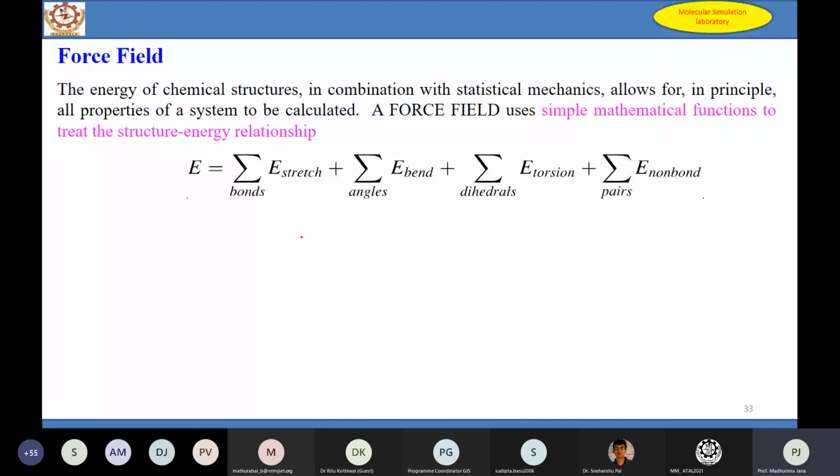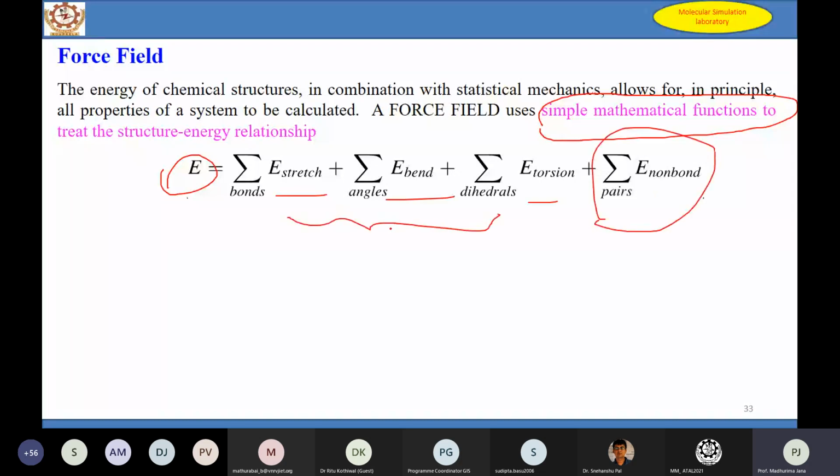This is the energy of a chemical structure, in combination with statistical mechanics. A force field is nothing but a simple mathematical function to treat the energy-structure relationship. Here you can see the total energy of the system can be described by intermolecular and intramolecular interactions. Intramolecular interactions involve energy of stretch, bend, and torsion, and intermolecular interactions involve non-bonded interactions. So these three are basically intra, and this is inter.